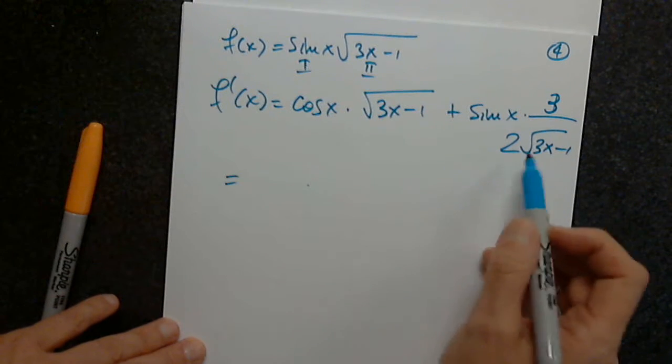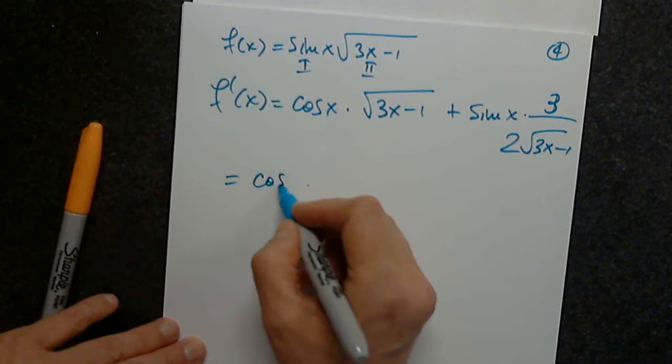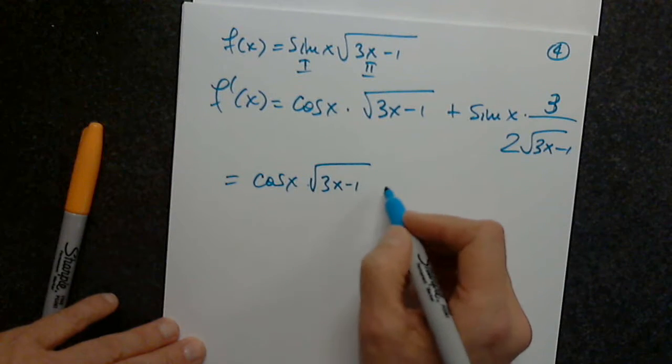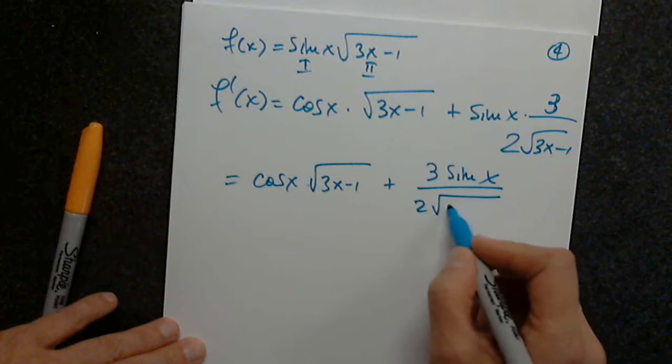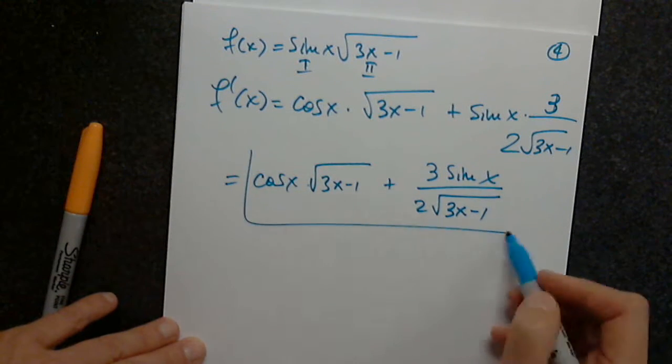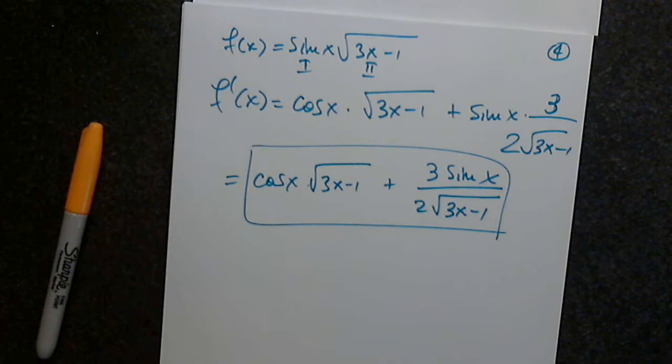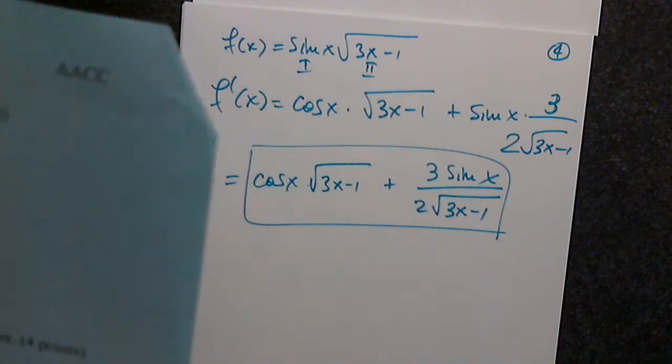So I'm just going to rearrange it because I ran out of room. So this is cosine x the square root of 3x minus 1 plus 3 sine x over 2 the square root of 3x minus 1. And that's good enough. Do we agree with this? Any questions? Is this okay, everyone? Yes? Quinn, are you okay? This is okay? Everyone? Okay, moving on to the next one.